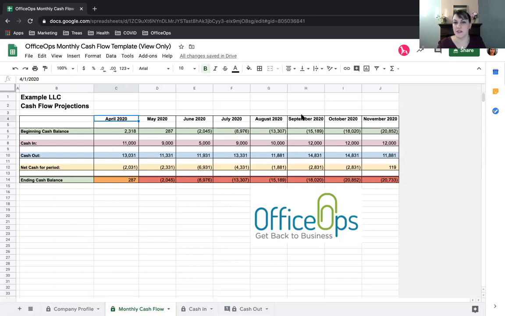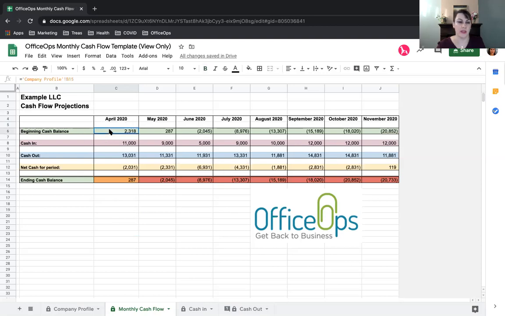And this here is the period that we're using. So we decided to use a monthly cash flow here. Some businesses need a weekly cash flow. Some businesses may want to have a different term, such as daily or quarterly. But I find in most cases, and most of the businesses I work with, weekly or monthly is the most effective and most helpful from a cash flow perspective.